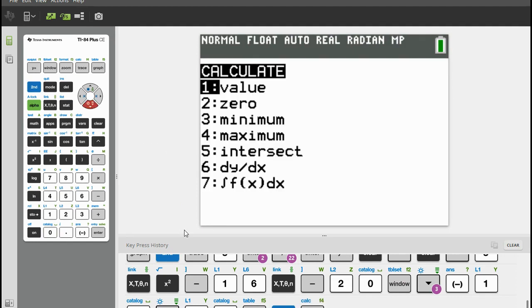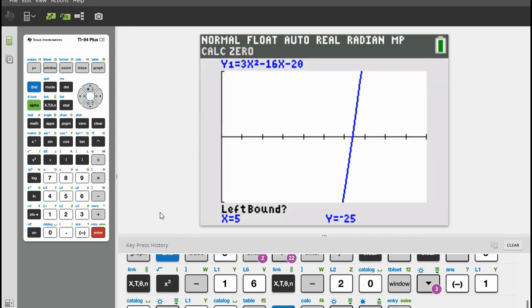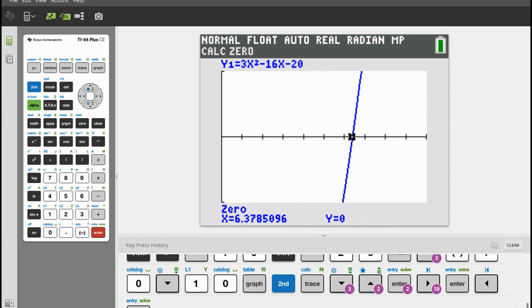And notice that if you were to graph this differently, you would see 2 points of intersection because this is a quadratic. So it is going to cross the x-axis in 2 different locations, but I only care about where it's crossing over this interval. Okay, and then we're going to guess. Sure. All right, we get 6.3785.